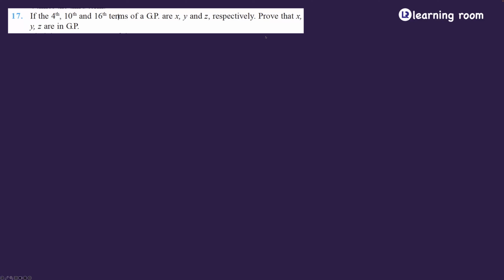What is the given condition? If I take the first term to be a and the common ratio to be r, then ar cube is equal to x, ar power 9 is equal to y, ar power 15 is equal to z. Those who are online, are you able to understand what I'm saying? Yes.